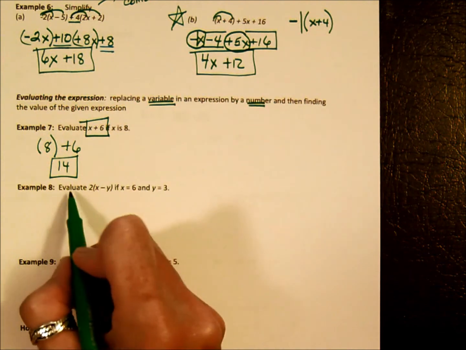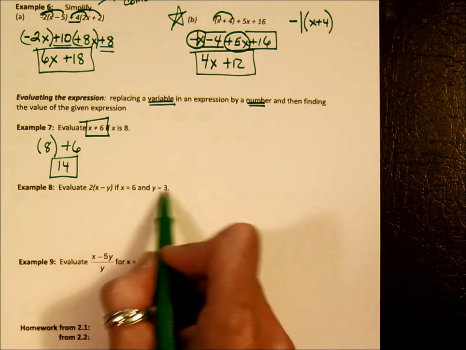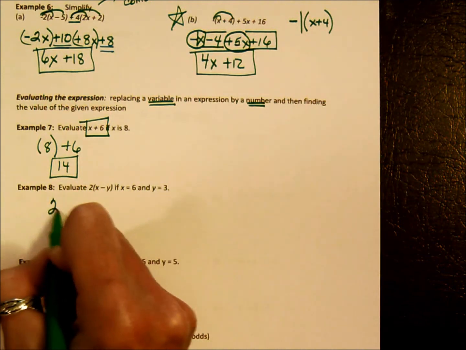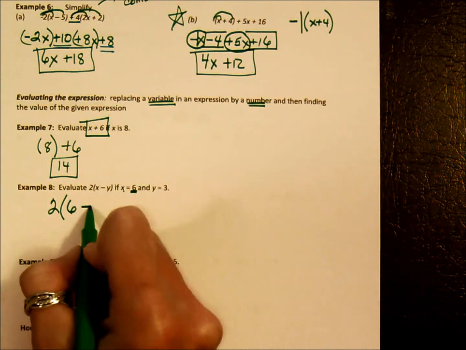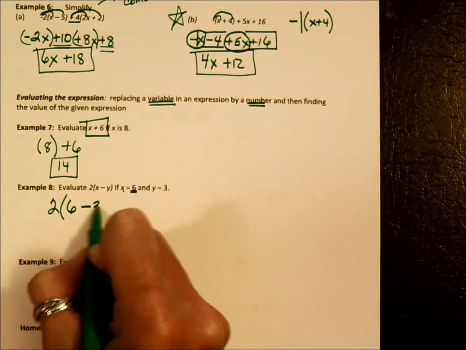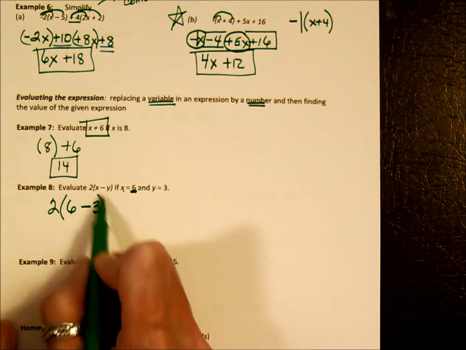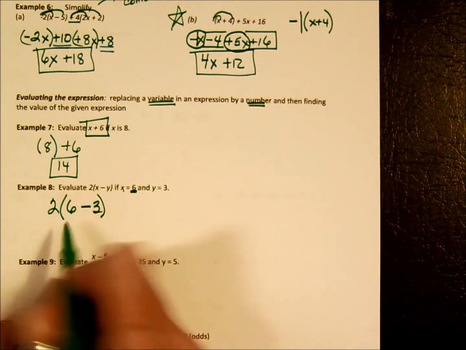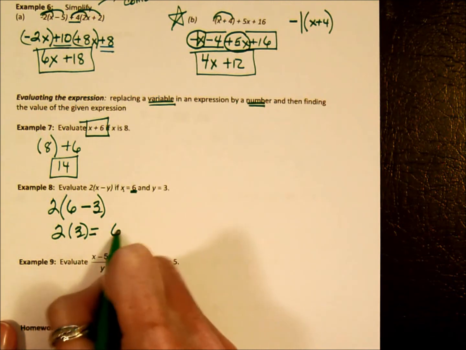It says evaluate 2 times x minus y if x is 6 and y is 3. Well, it would be 2. Take out the x, put in the 6, minus y, 3. We don't need to distribute here because I can actually do the subtraction in the parentheses. 6 minus 3 is 3, and I end up with 6.